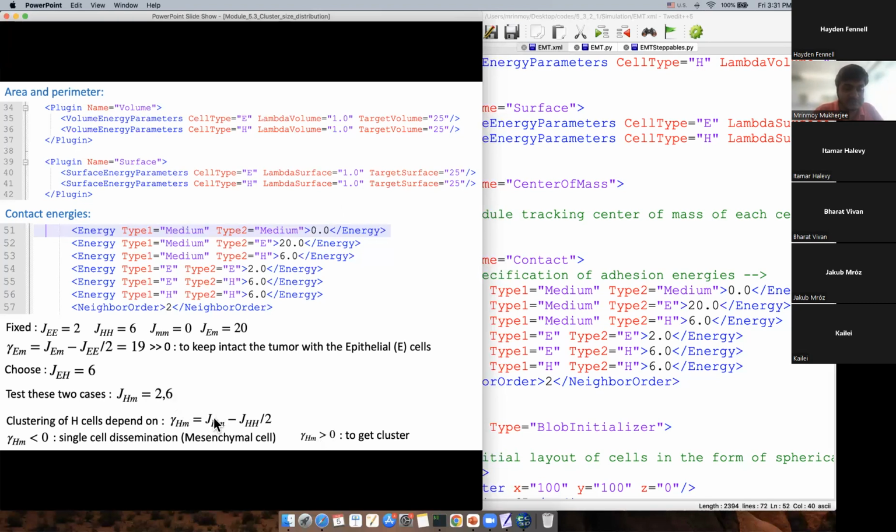So here we choose 6. That means 6 minus 3 is equal to 3. So that is greater than 0. That's why you are not getting any dissemination as a single cell.